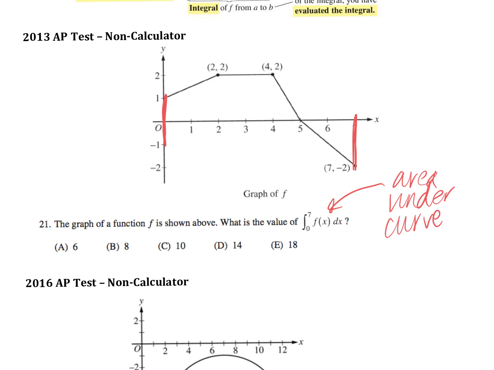So this first picture says the graph of f is above. What is the area from 0 to 7? You guys, they want us to add up all of these areas. What would I do with those areas that are beneath the x-axis? Subtract them. Agreed. And we can break this into any shapes that we want.